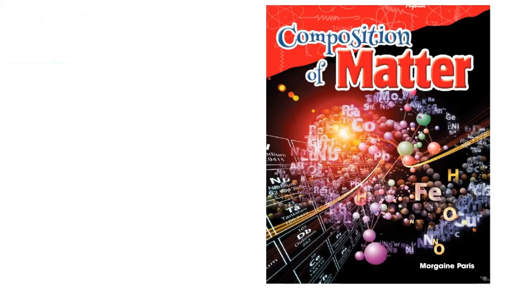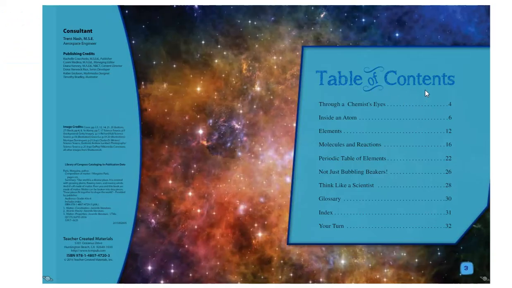Well, you heard the lesson, so let's go ahead and hop on in and take a look. Moving past the title page to the table of contents, we can see that pages 4 through 17 means we're only going to have to read about half the book today. So, table of contents, which tells you the chapters in the book and what page they start on. We can see that the chapters we'll be looking at today are called Through a Chemist's Eyes, Inside an Atom, Elements, and Molecules and Reactions.